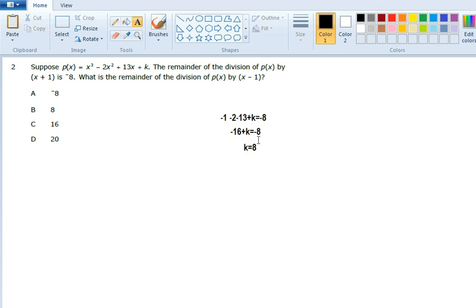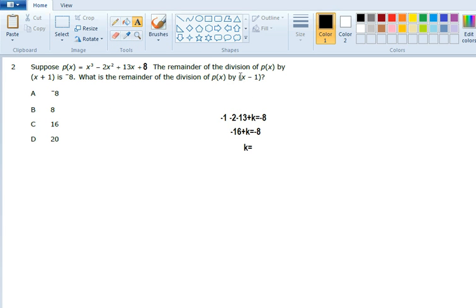Now I can take this and sub it into the original because I know that's what k is. K is 8. So I'm going to get rid of this, take my 8, and put it up there. If I were doing it on the test, I would just rewrite it with the 8. Okay, so this is my equation. Now, what is the remainder of the division of p of x by x minus 1? So now I can use the remainder theorem again, just plug in and find out what my remainder is.